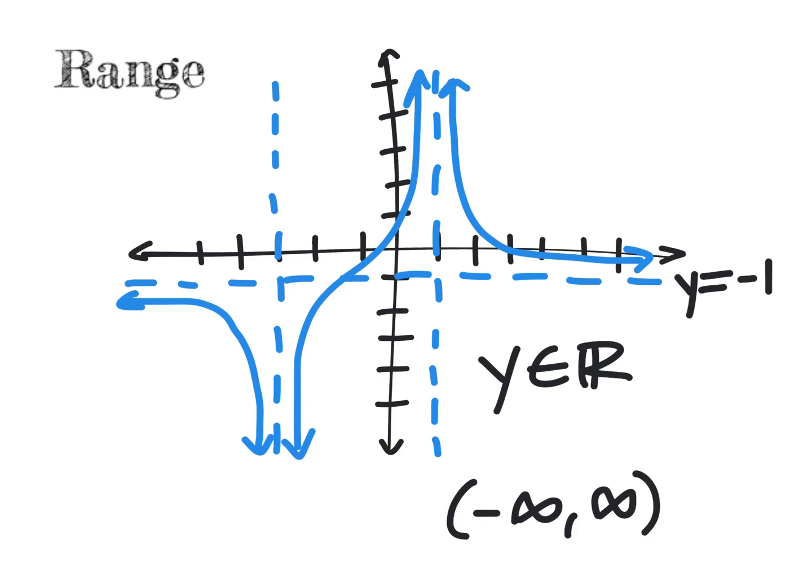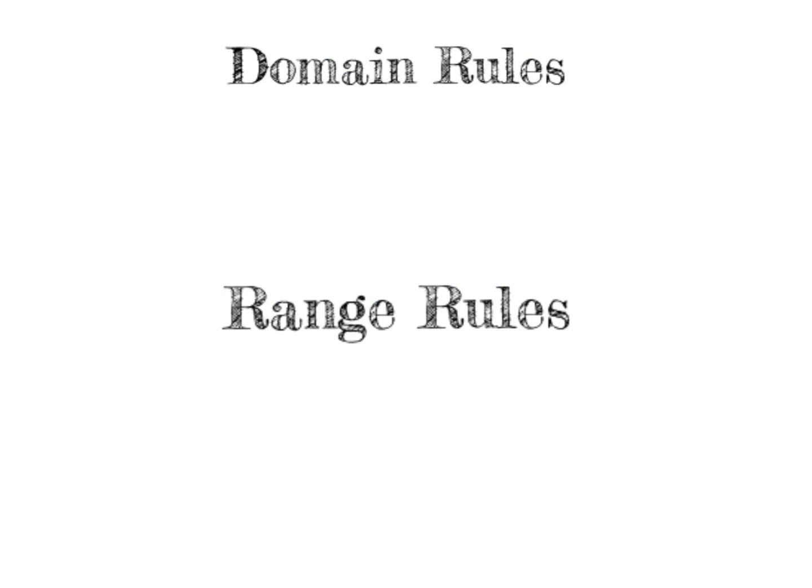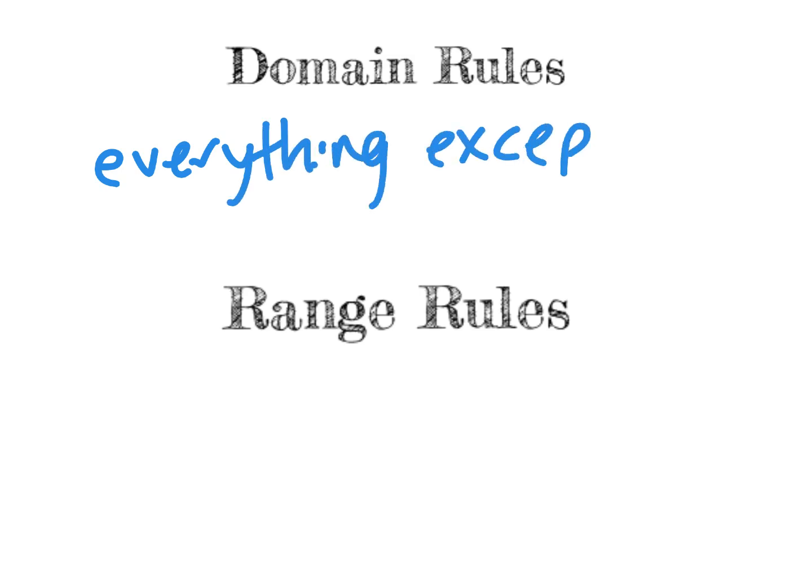So let's review. When you're dealing with domain, we're looking at vertical asymptotes. So we want to say everything except vertical asymptotes. And we have different ways of saying that, right? We can say it goes from negative infinity to positive infinity except these vertical asymptotes in interval notation or set domain notation, set builder notation.